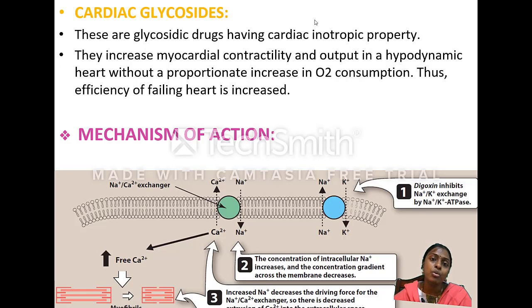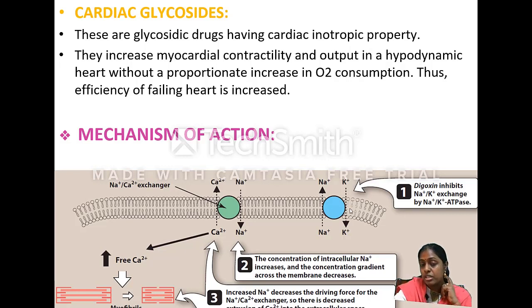Previously, when there were no drugs like diuretics, ACE inhibitors or beta blockers, we used only Digitalis, which we can easily extract from tree leaves. As I told you in the introduction, we are still using this cardiac glycoside along with other drugs like ACE inhibitors or beta blockers. Okay, so in cardiac glycosides, let's see the mechanism of action, what it will do.